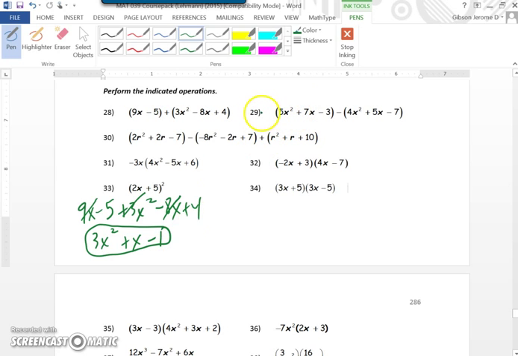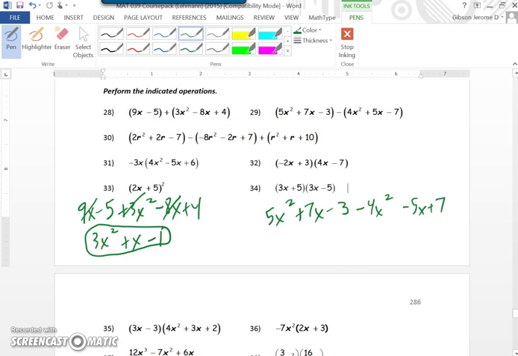Now we go here to 29. 29 is set up the same as 28, except we have a subtraction sign in between these parentheses. So we would do the same thing we did in 28 with the first parenthesis. We would drop the parenthesis and keep everything the same. But with the second parenthesis, since we have a subtraction sign, we have to change the sign of everything inside this parenthesis. So it'll be negative 4x² minus 5x plus 7.